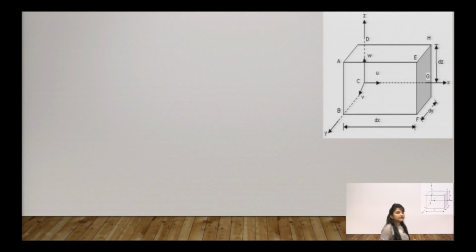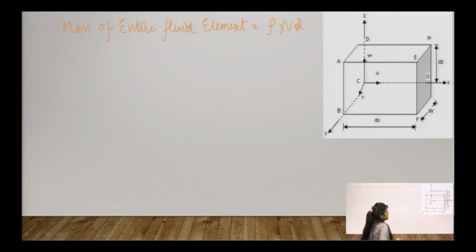Now, we will be seeing the rate of change of mass as an entire fluid. For that, we need to calculate the mass of this entire fluid. How much is the mass? So, the mass of the entire fluid element will be nothing but density into the volume of this element.